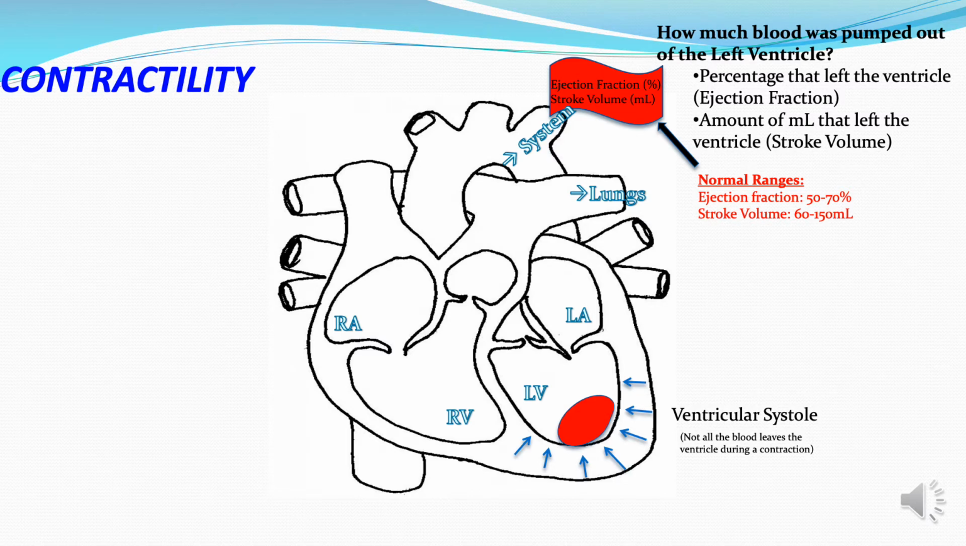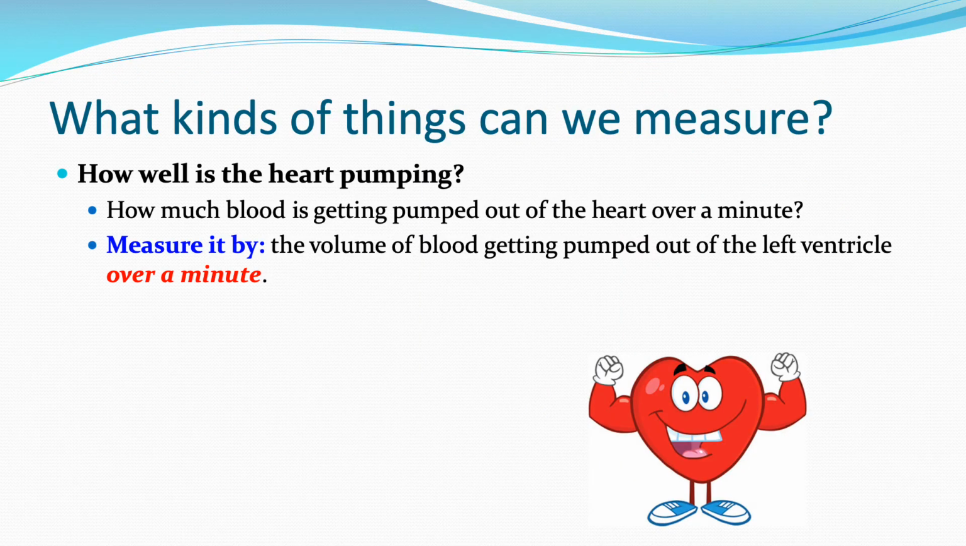We look back at the ventricle and we see that not all the blood in the left ventricle was actually pumped out. So our ejection fraction is the percentage of blood that was in the left ventricle that was actually pumped out. Now the stroke volume is looking at that same red ribbon, that same amount of blood that was pumped out of the left ventricle. But instead of giving it a percentage and comparing it to what's left over back in the ventricle, we're actually measuring the amount of blood in milliliters.